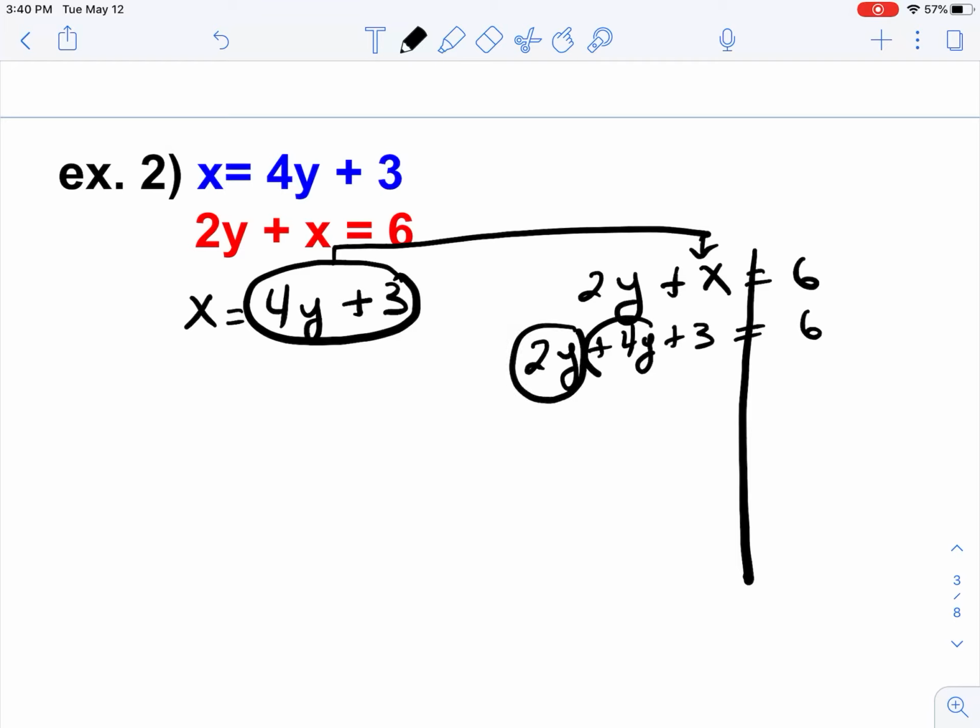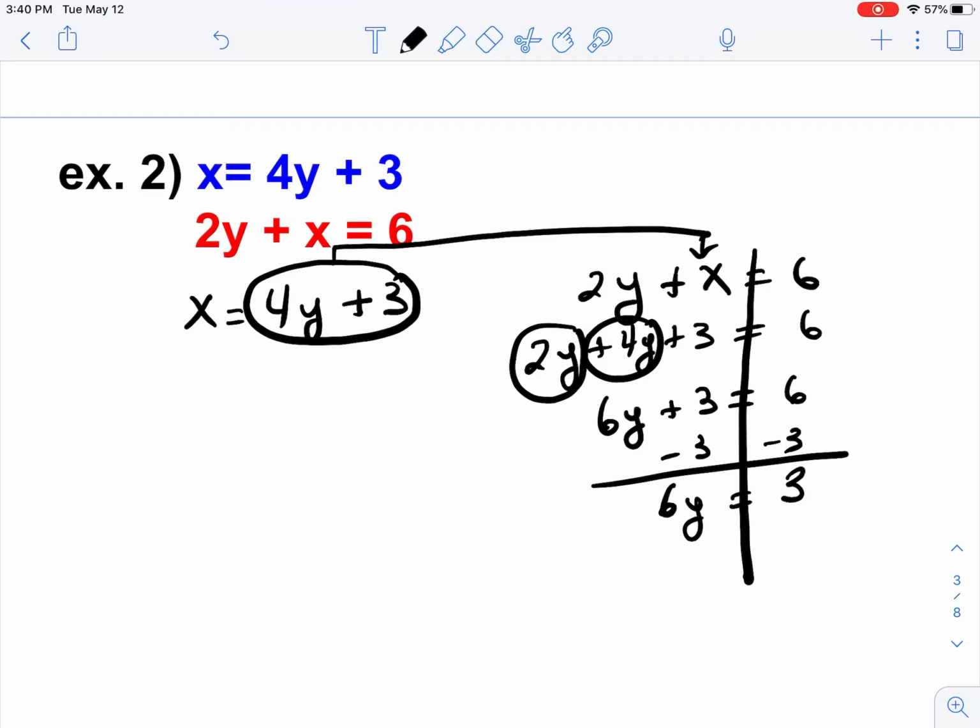Now combine the like terms. 2y plus 4y gives us 6y plus 3 equals 6. Next, I'm going to subtract 3. Sorry, a little stray mark there. Don't want you to think it's an equal sign. Okay, we get 6y equals 3. And then our last step is to divide by 6. So we get y equals, no, not 2, 1/2. Right, divide the top and the bottom by 3.